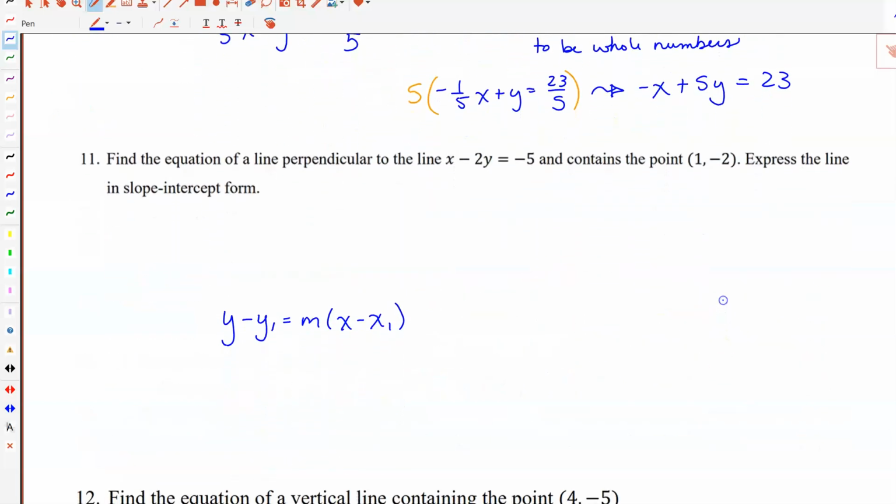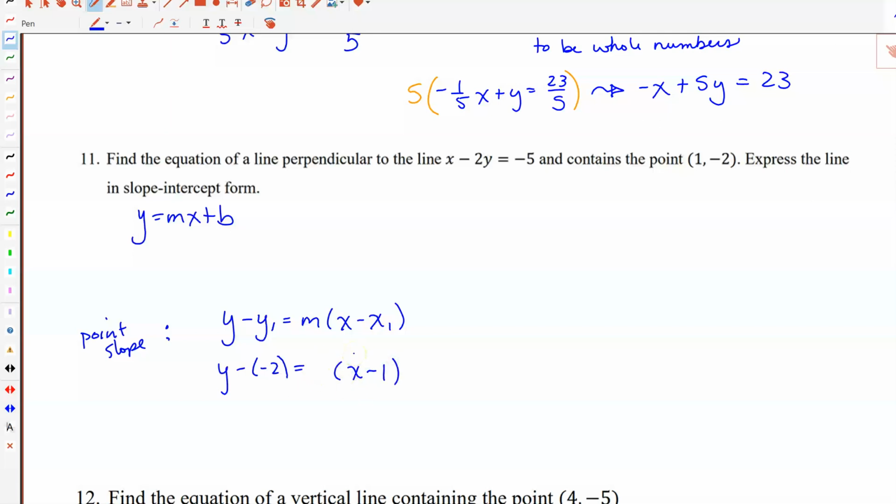We're going to find the equation of a line perpendicular to the line x minus 2y is equal to -5, and the line that we want will also contain the point 1, -2. And we're going to express the line in slope-intercept form, which is y is equal to mx plus b. Now, I will ultimately use the point-slope formula to find the equation of my line, but in order to do that, I have my point. Right? So I know I'm going to use the point 1, -2, but I don't have my slope.